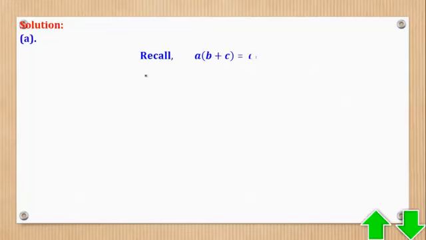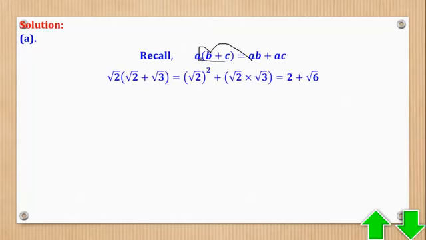So let's start with part A. We have to recall the distributive law, whereby what is outside the bracket multiplies everything inside the bracket. So root 2 times root 2 gives you root 2 squared. Then root 2 times root 3 gives you root 2 times root 3. Then you remember that root 2 squared is the same as 2, and root 2 times root 3 is the same as root of 2 times 3, which is root 6. And that's what they wanted.